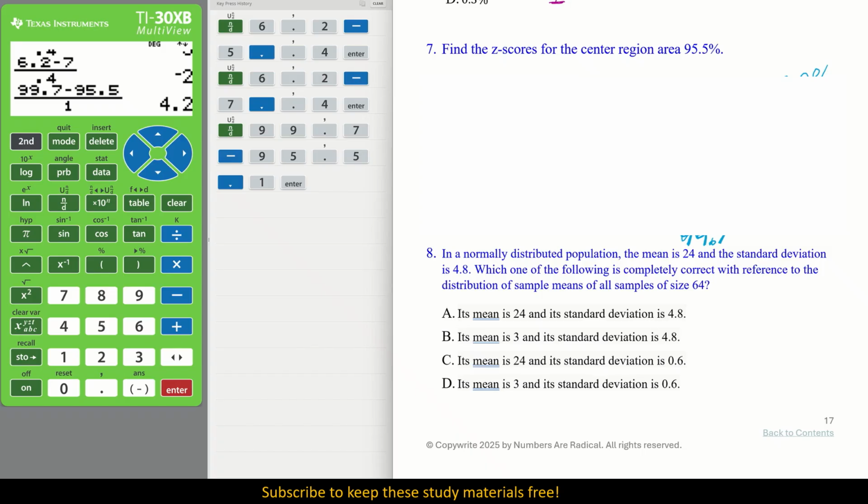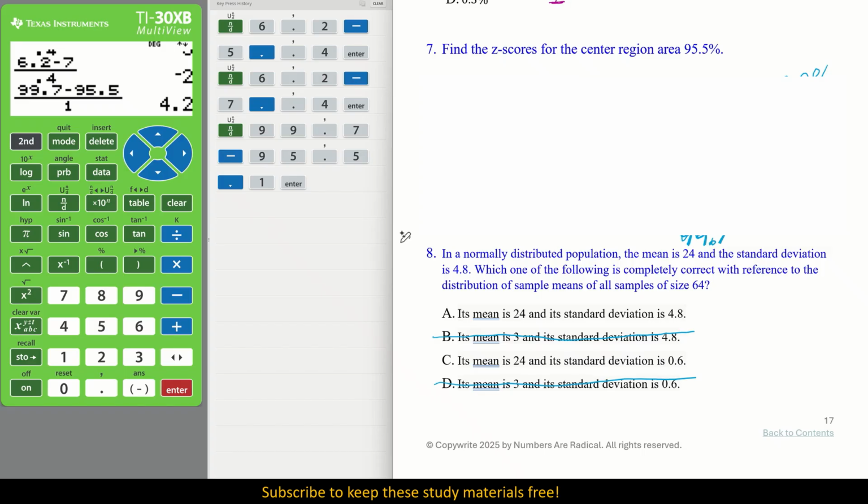Okay, the first thing that you need to remember, or the first property you need to acknowledge, is that this mean isn't going to change. That's one of the unique properties as you get your samples. So we have to stay with 24. That is going to get rid of B and D. Now, let's take a look at your standard deviation. That's what's going to change. And we have a quick little formula to change that.